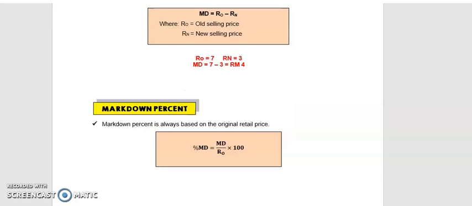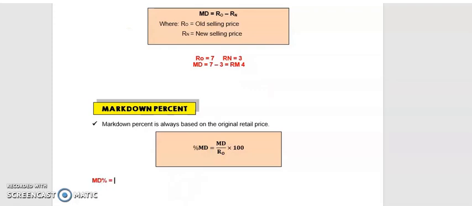So similar to markup, markdown can also be expressed in terms of percentage. Okay, but markdown percent is always based on the original retail price. So just now 4 ringgit is the amount of markdown. So 4 ringgit is also equivalent to how many percent? Okay, so you can calculate here.